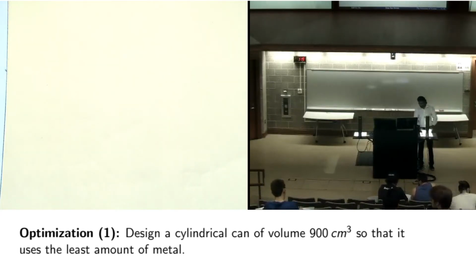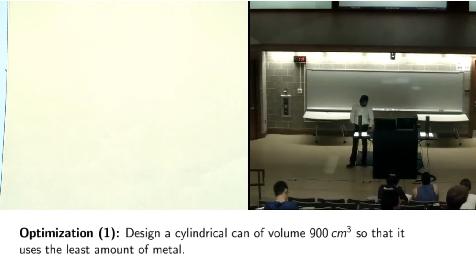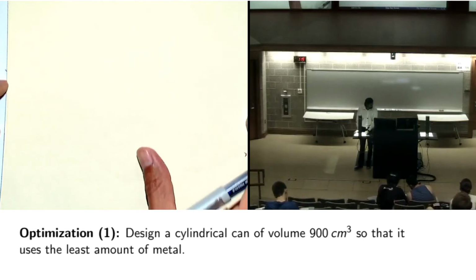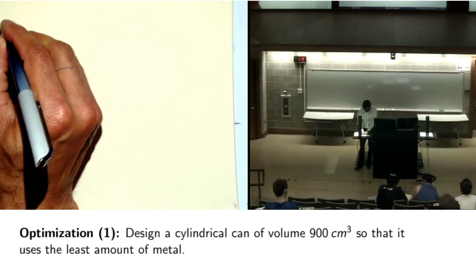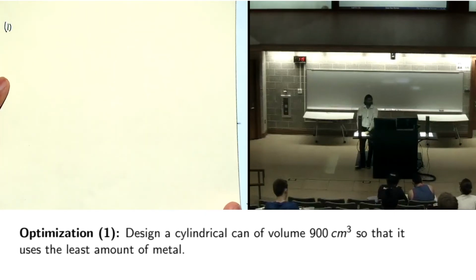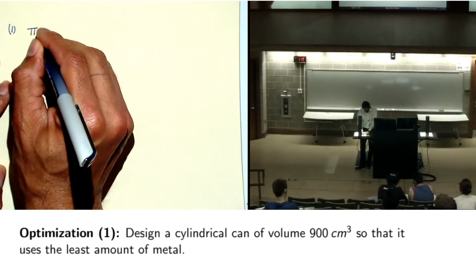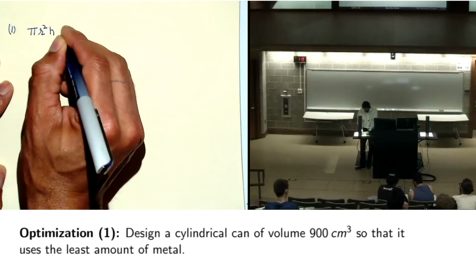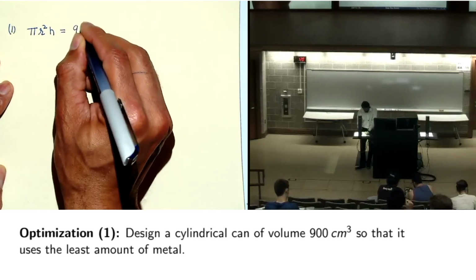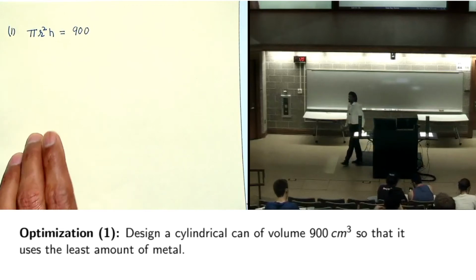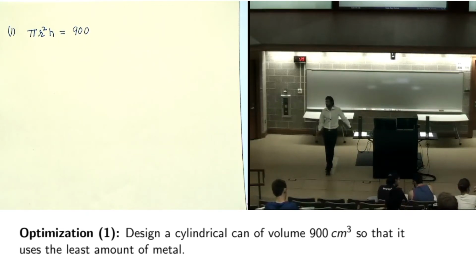A cylindrical can of volume 900 centimeter cube. Its volume is 900 centimeter cube. What is the formula for the volume of the cylinder? Anyone know? Oh, okay, I think this is easy. Pi r squared h. This is 900 centimeter cube. The volume of the cylinder is pi r squared h. This is equal to that.